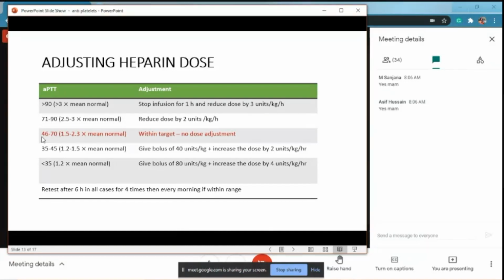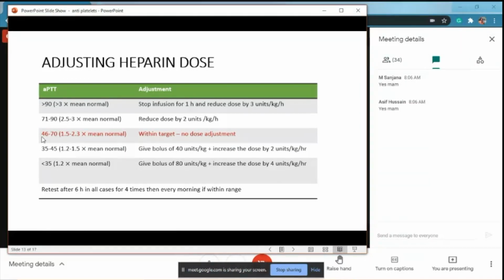That is the first thing. Even if you don't remember how many hours, at least you have to remember stop infusion. Stop infusion for 1 hour and reduce the dose. So we stopped infusion for 1 hour. Now we have to reduce the dose. So reduce the dose by 3 units per kg per hour.